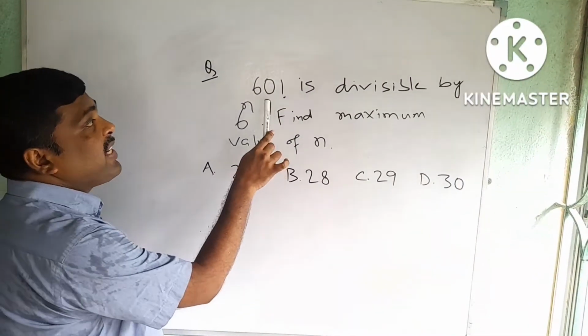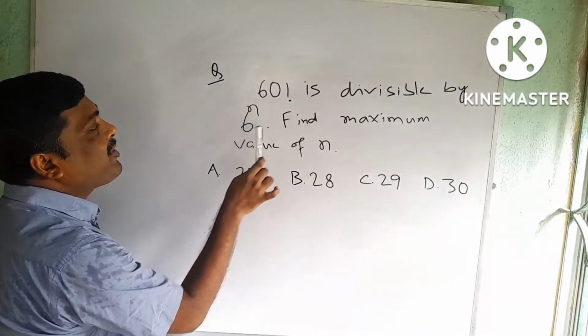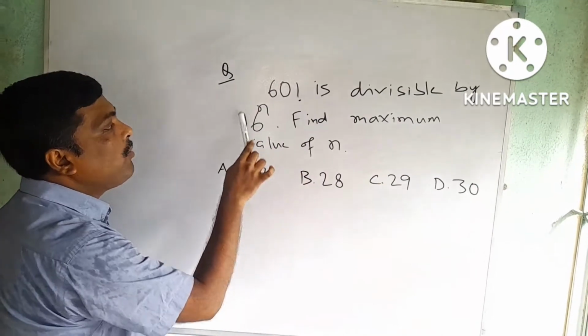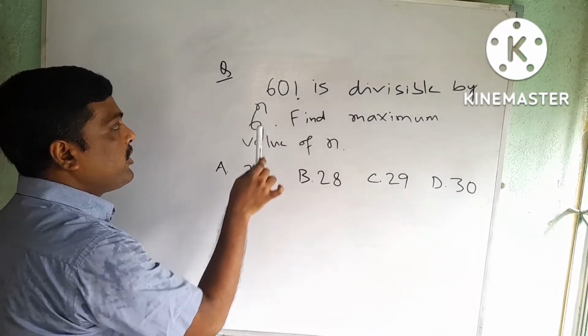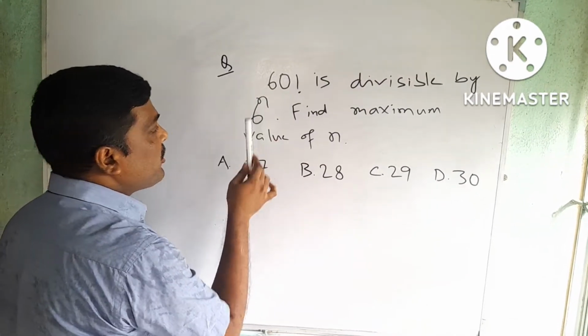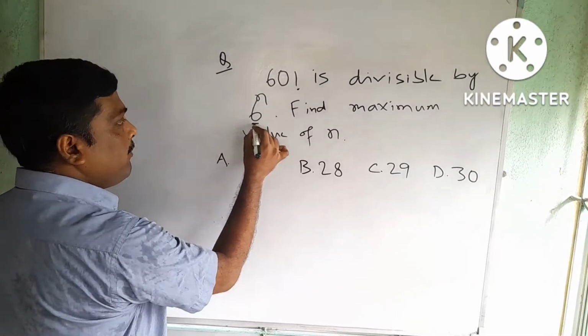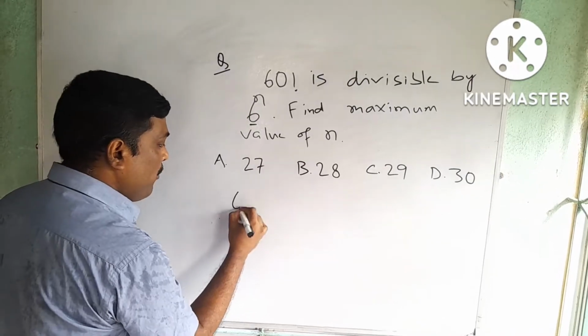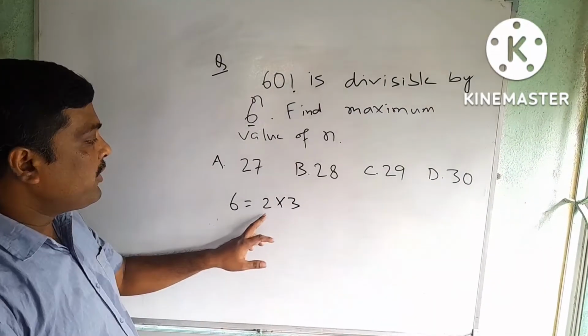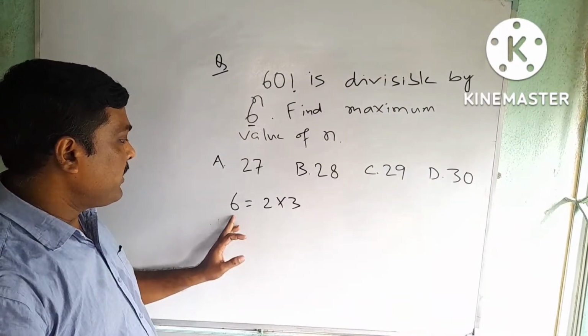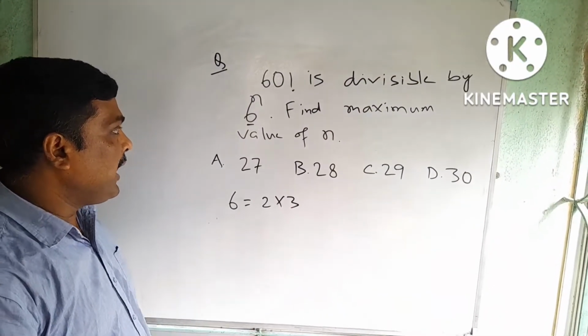Next question. 60 factorial is divisible by 6 to the power n. Find the maximum value of n. Okay. Here base is 6. That is a composite number. So first write it as product of prime numbers. 6 can be written as product of primes as 2 into 3.